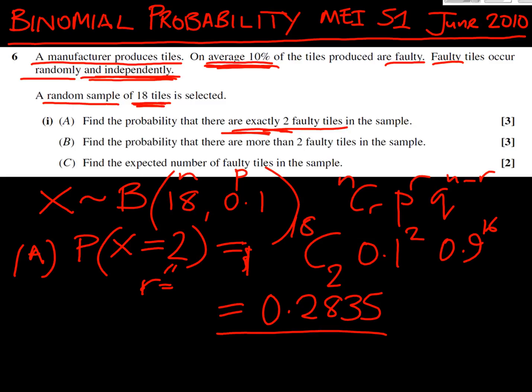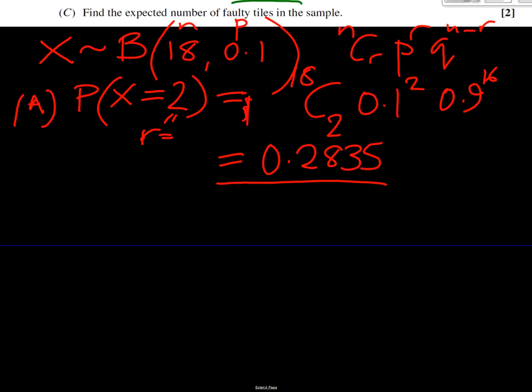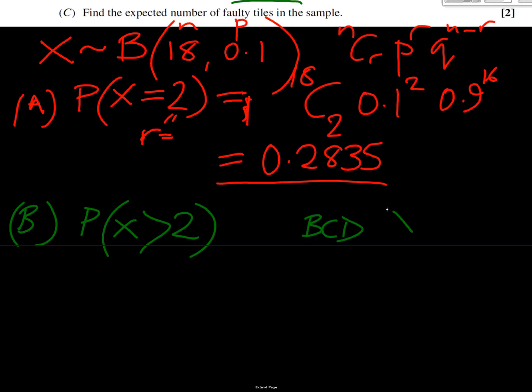Okay, let's have a look at part B of this. Find the probability that there are more than 2 faulty tiles. Okay, so let's expand, give ourselves a bit more space. So B is the probability that the number of faulty tiles X is greater than 2. Well, we can either go through and use our formula, or a much quicker way is to use our calculator. What can we get out of our calculator? We can only get out of our calculator something like BCD. We can only get the probability that X is less than or equal to some number.